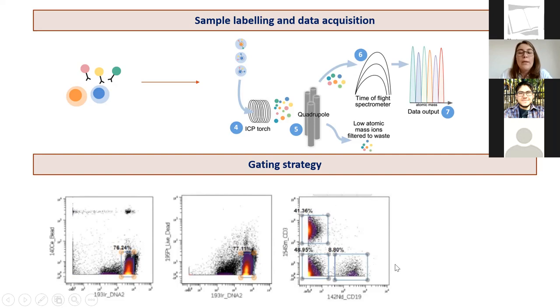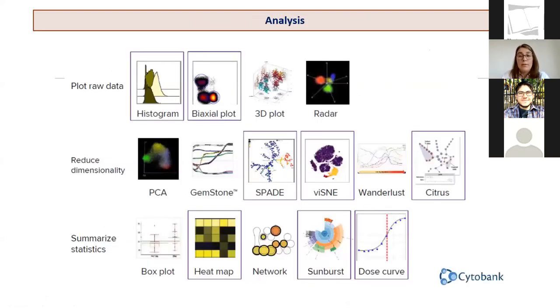8.8% of these cell populations express CD19, but they don't express CD3. So that's how you first need to think about your gating strategy, what exactly you are looking for. And then the next stage is the most computationally demanding, let's say. So in terms of the analysis, there are loads of things that you can do with this data, and again, it depends on your research question.